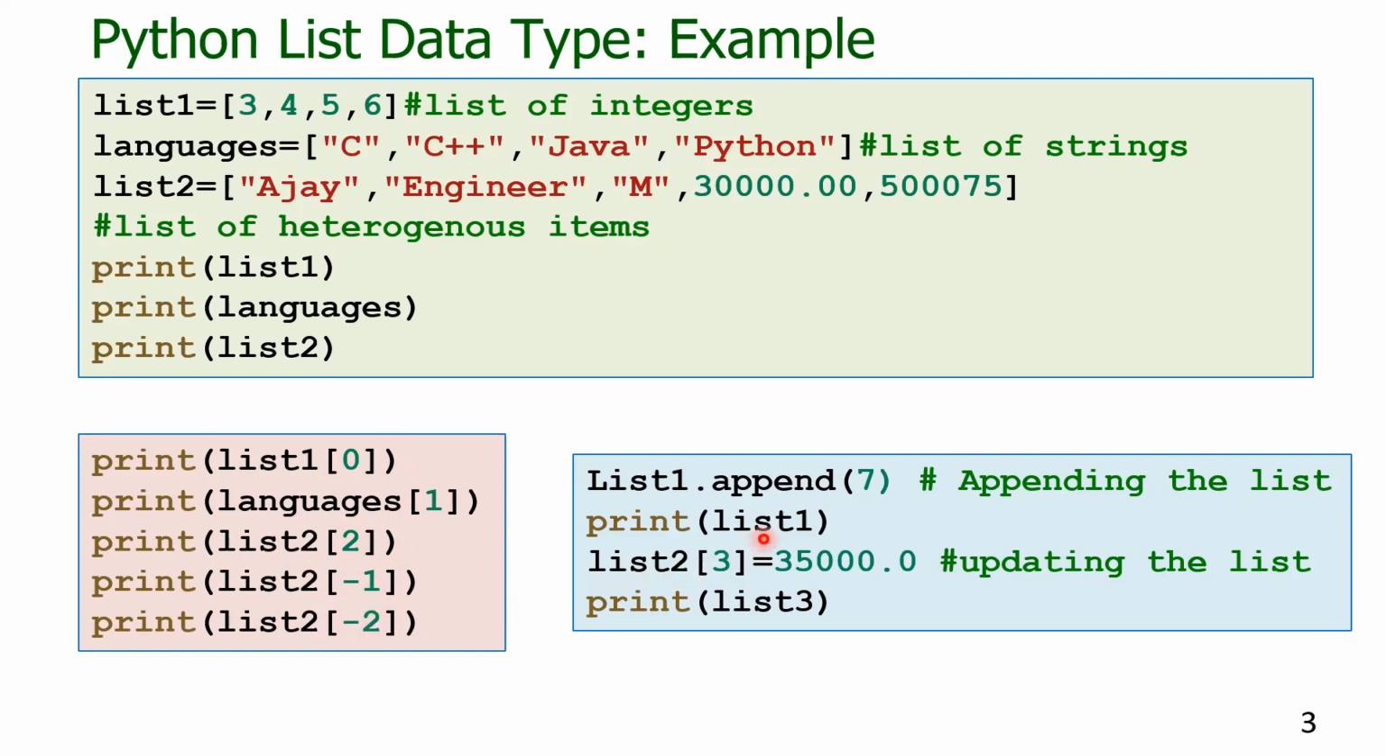And here is the code for demonstrating how the list can be modified by using append and updating of the list. List 1 dot append of 7 is going to add 7 at the end of the list. And list 2 of 3, because list 2 is already having an element with index 3, which is 30,000. So when we write list 2 of 3 equal to 35,000, list 2 will be updated with the new value at index 3. And then we are printing the modified list. Let us observe the execution of this code.